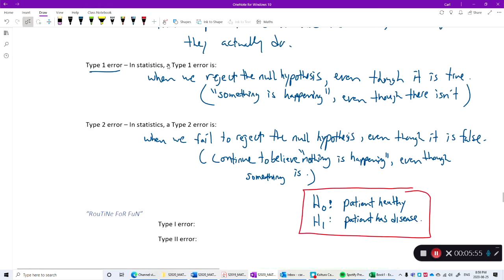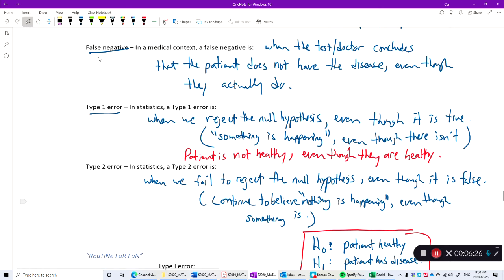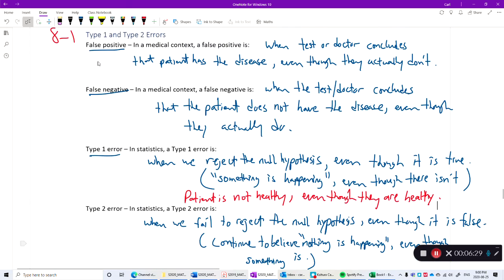So here, for type 1, we're saying we reject the null. So we say the patient is not healthy, even though they are. They are healthy. So we're saying reject the null, so we're saying they're not healthy, even though they are. So that is like a false positive, right? Because we're saying they have the disease, even though they don't.